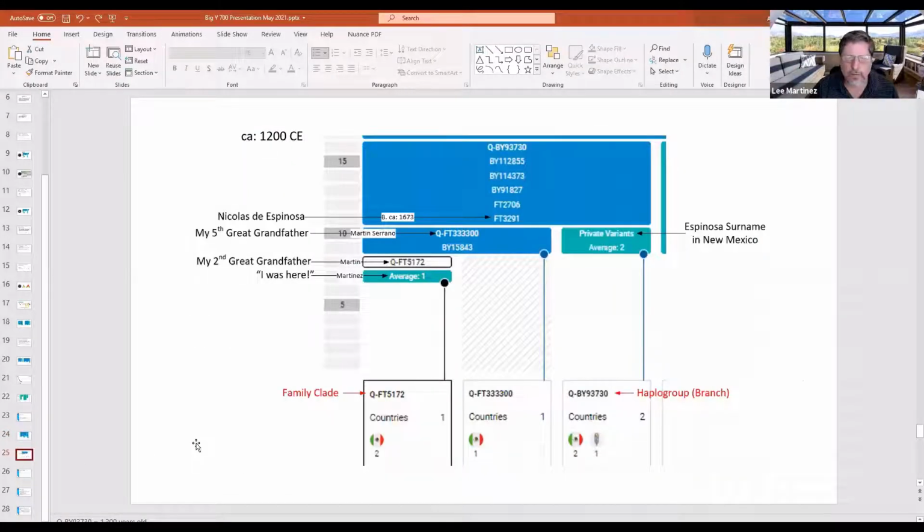Here's another kind of way of looking at it, right? My second great grandfather, my fifth great grandfather, Nicholas, blah, blah, blah.